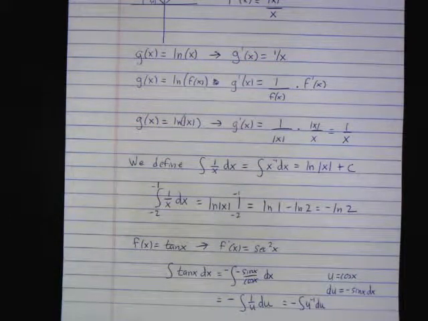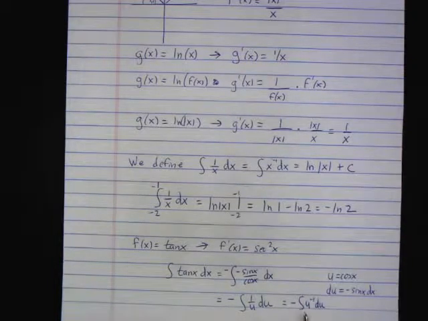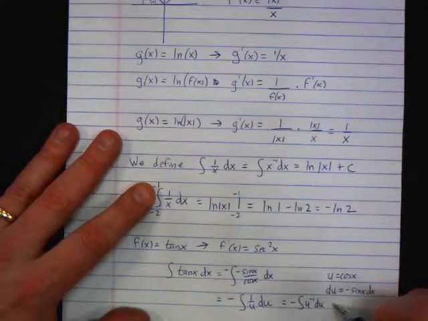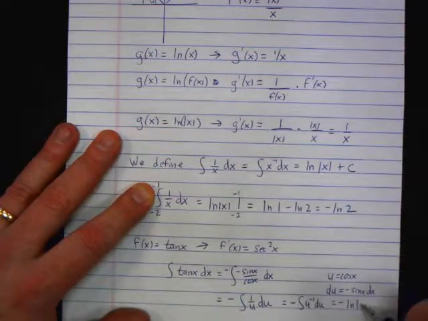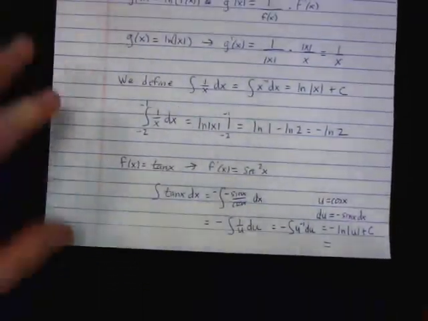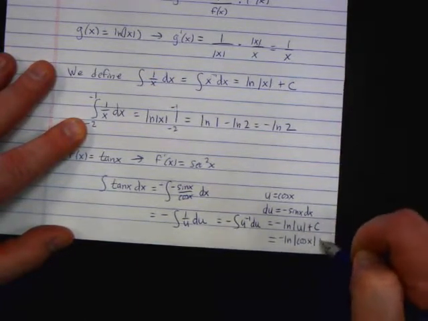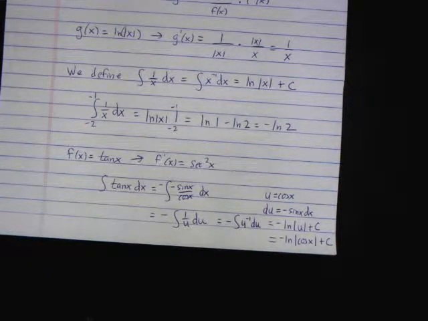What's the integral of u to the negative 1? What was the integral of x to the negative 1? ln absolute value of x. So the integral of u to the negative 1 is ln absolute value of u. So this is minus ln absolute value of u plus c, which means the final answer is negative ln absolute value cosine x plus c. So we now have a nice formula for the integral of tangent. Questions on that?